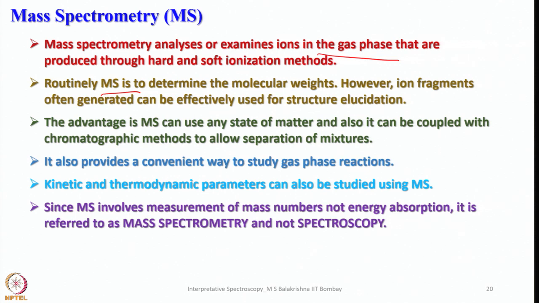We can use it in the gas phase, liquid phase, and also the solid phase. Often in NMR and IR, we use solid phase or solvent. Gas means we have to have a special device, whereas here the advantage is that no matter in which state the matter is, we can conveniently use mass spectrometry.